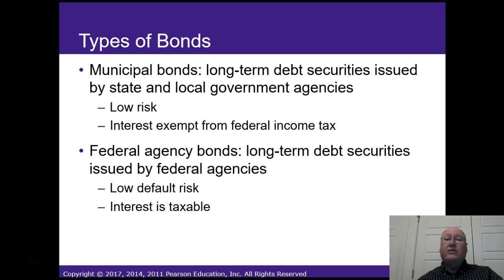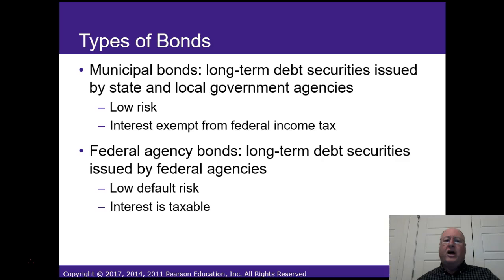There are also municipal bonds, which are long-term securities issued by state or local governments. And these are usually considered to be low-risk type of bonds. And when you receive the interest on that, it's actually exempt from federal income tax, which is nice. Often the yields, the interest rates are lower because it's at a lower risk and taking into account that it's not subject to federal income tax.